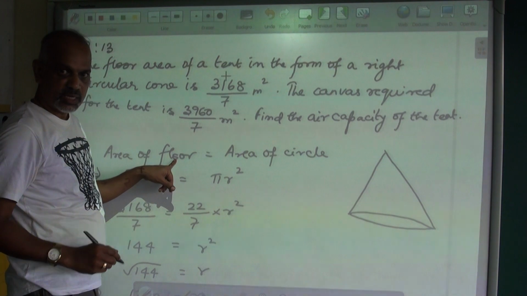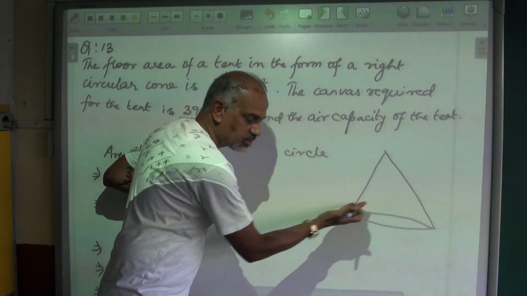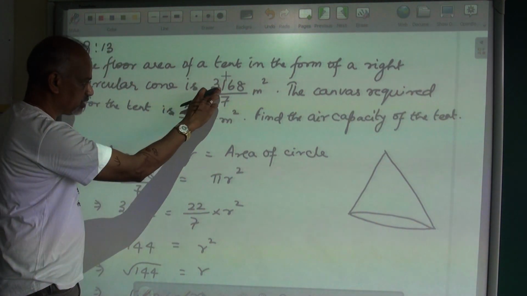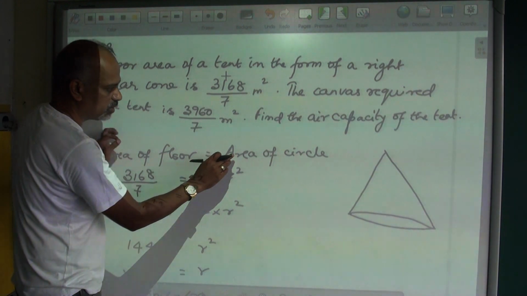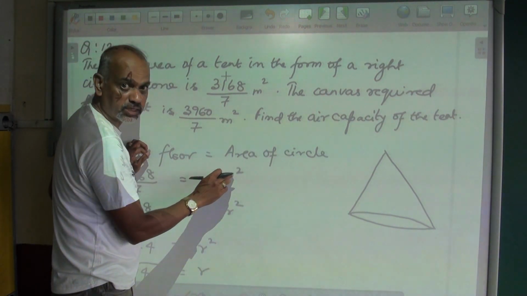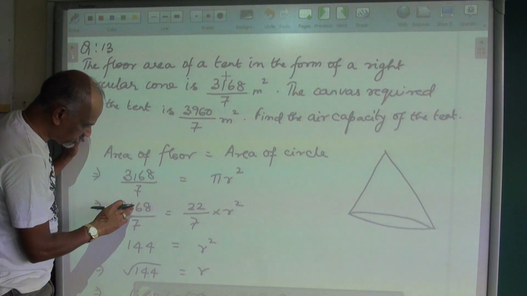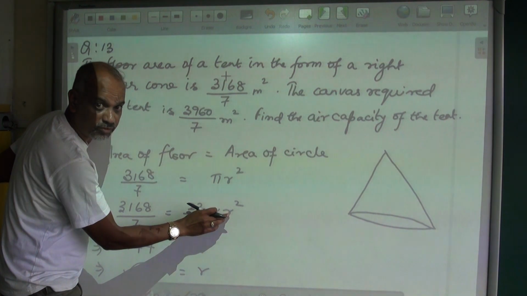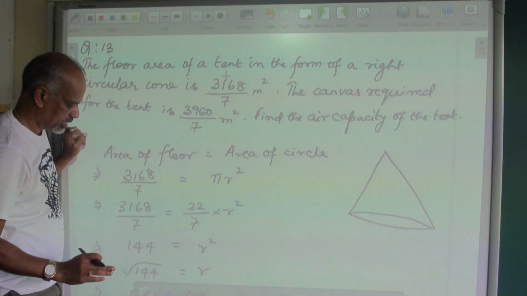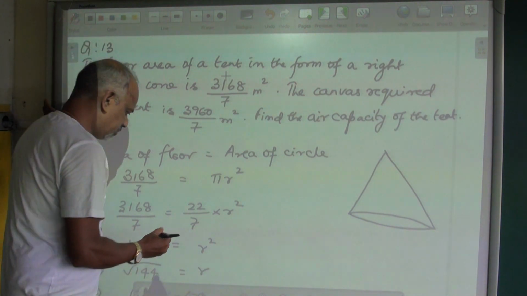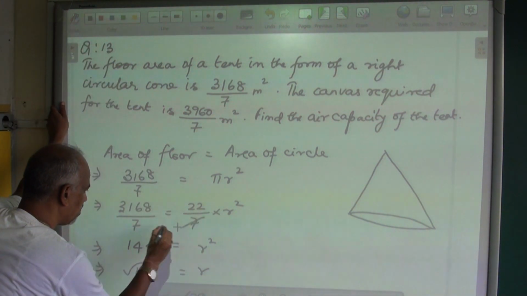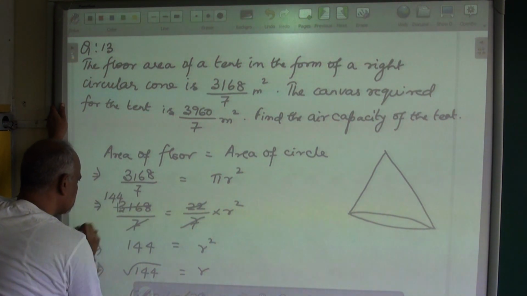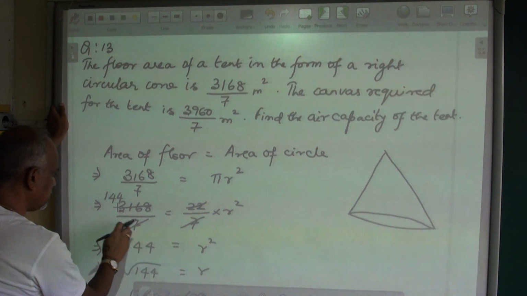So area of the floor is actually area of a circle. So area of floor is equal to area of circle, and the area of floor given is 3168 by 7 is equal to area of circle formula, pi r squared. So 3168 by 7 is equal to pi value 22 by 7 into r squared, which is what you are going to find. So see what all you can cancel. You can cancel the 7 and 7 on both sides. 22 will go 144 times. So you are left with r squared is equal to 144.